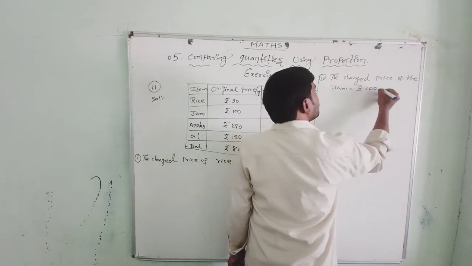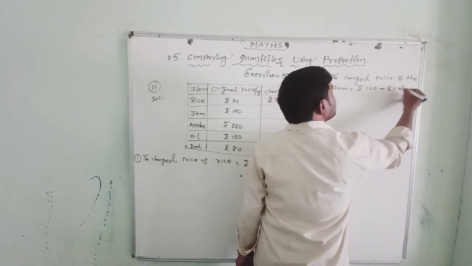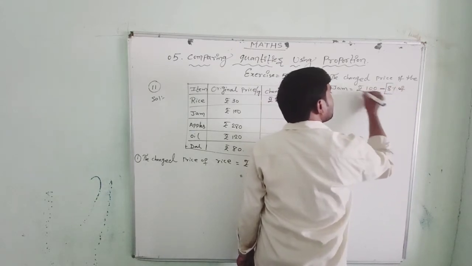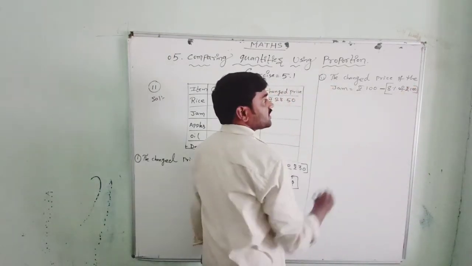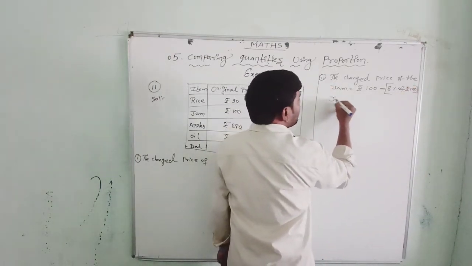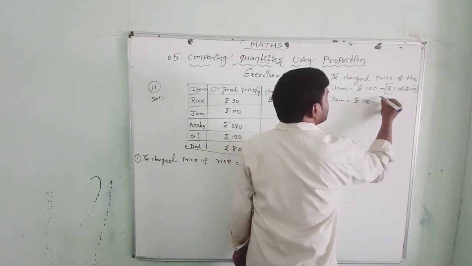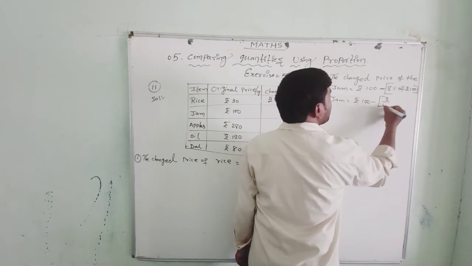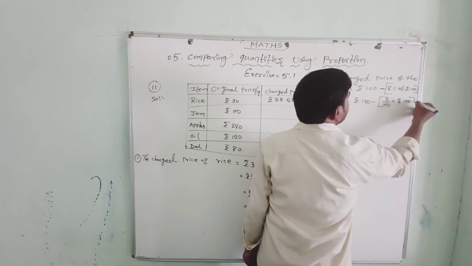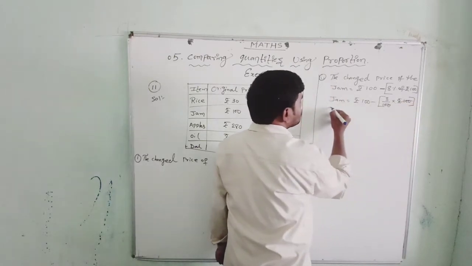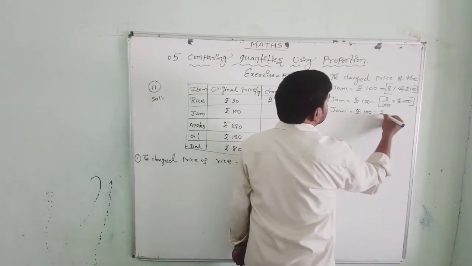Rupees 100 minus, it is also reduced. How much? 8%. 8% of what? From the 100 rupees, 8% is reduced. So the jam price will be rupees 100 minus 8% of 100, in the sense 8 by 100 into rupees 100. 100 gets cancelled. So the jam price will be rupees 100 minus rupees 8.